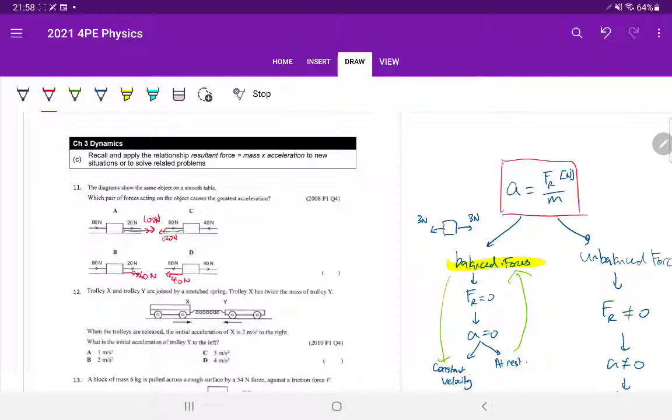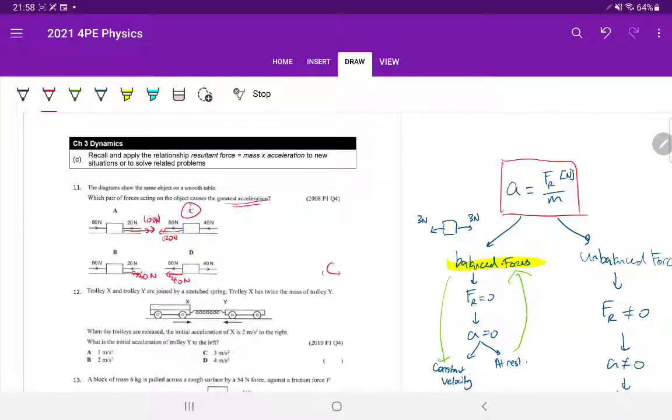So the largest resultant force is C, and because C has the largest resultant force, you can see that if the resultant force is larger, acceleration is larger. So it will have the greatest acceleration. Okay, so this is the first part of the story that this formula tells us, that the larger the resultant force, the larger the acceleration. What else affects how something accelerates?